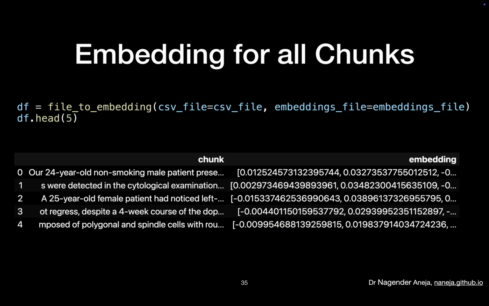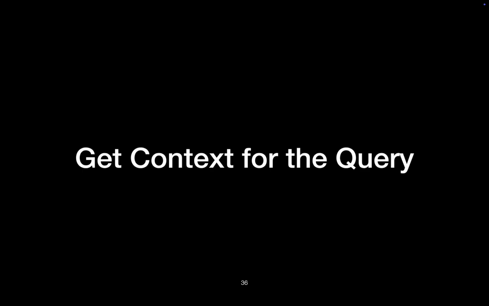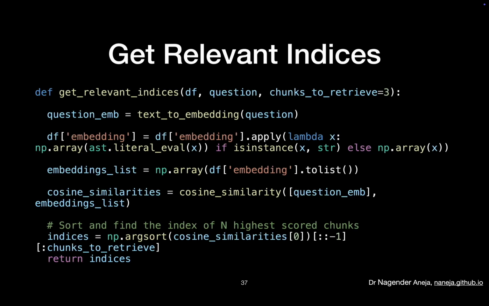For the question, you need to convert it to an embedding from the same large language model, but then the similarity is something which is local. So the next step is to get the context for the query. Context means that we want to see which of these paragraphs are similar to the question embedding. Okay, so that's the context. So get the relevant indices. The idea is to get the relevant indices first: which of the rows? We have 651 rows, and we want to see which of these rows are similar to our question embedding.